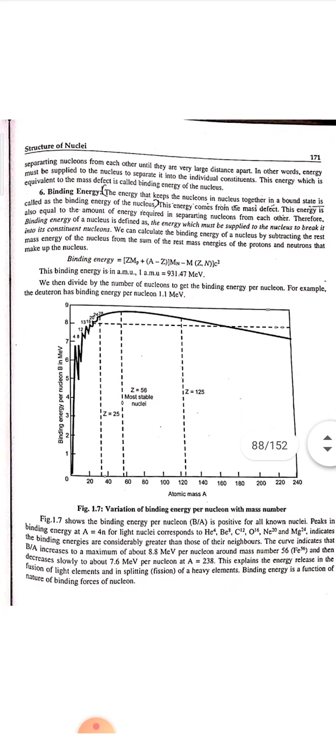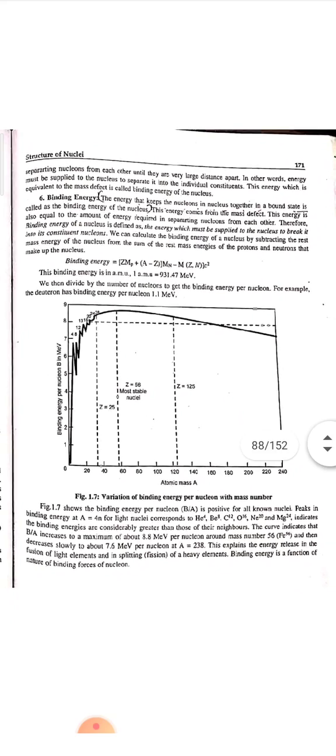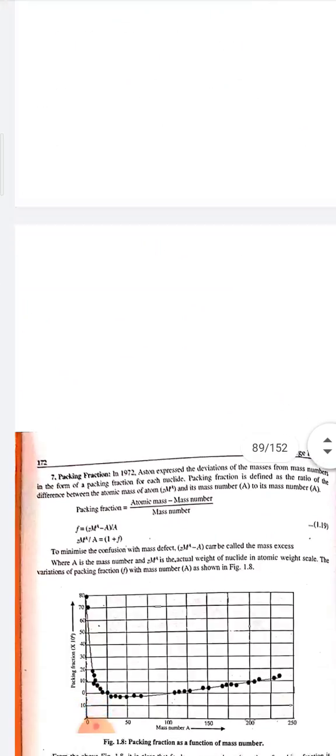Okay. Then the binding energy formula is given. We are not going into detail of such a formula. Mega electron volt will be the unit. Binding energy is also expressed in mega electron volt. That may come for the MCQ.